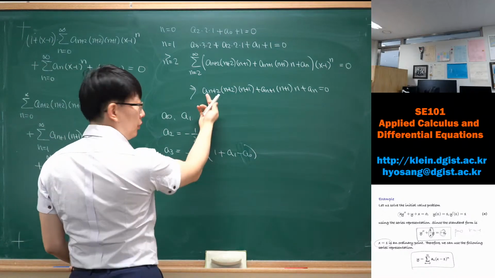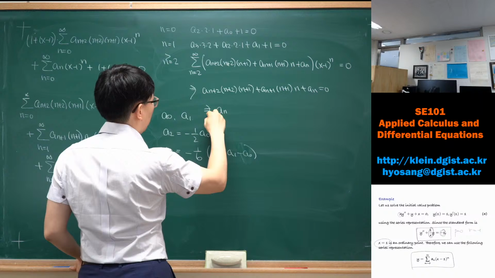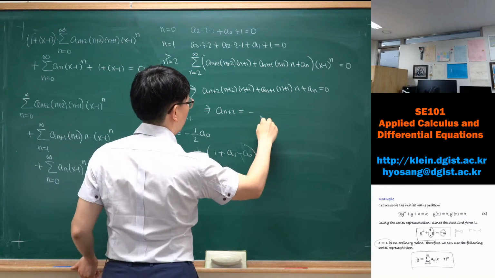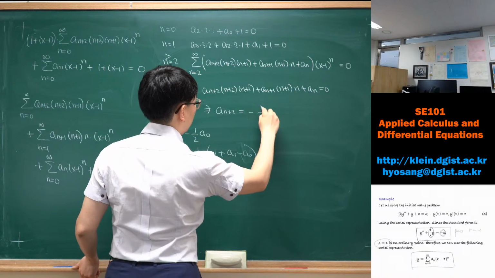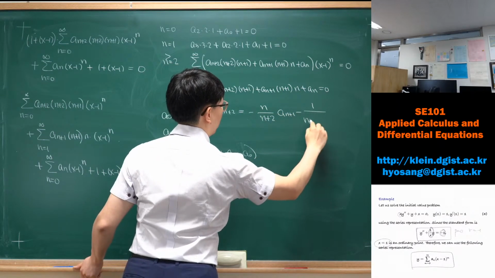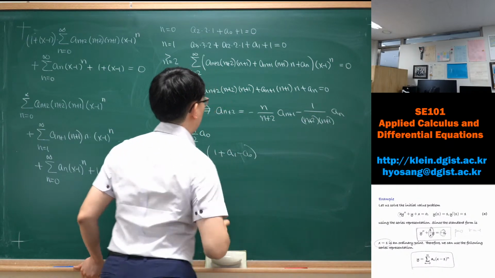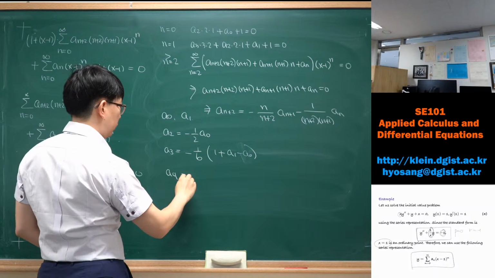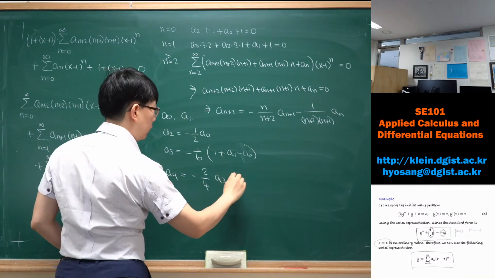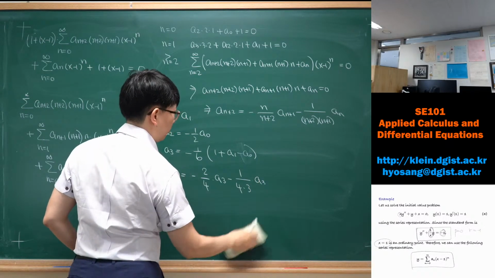And for a_4, I have to use the recursive formula. So this formula says that a_{n+2} equals minus n over (n+2) times a_{n+1} minus 1 over (n+2)(n+1) times a_n. So a_4 is now minus 2 over 4 times a_3 minus 1 over 4 times 3 times a_2.